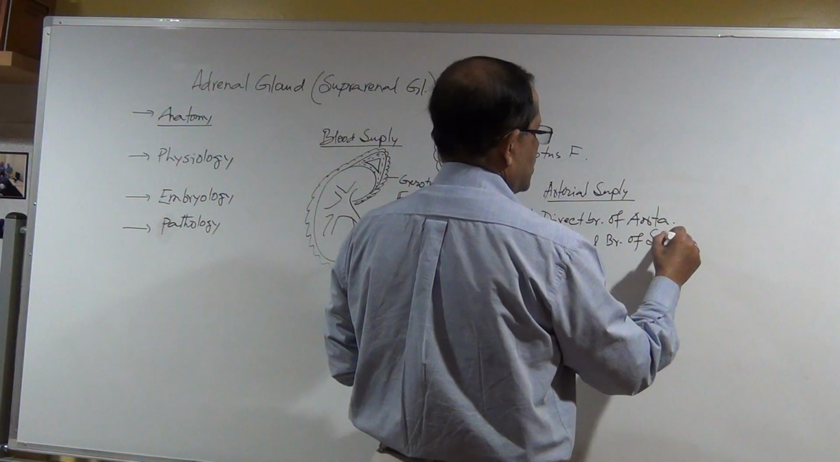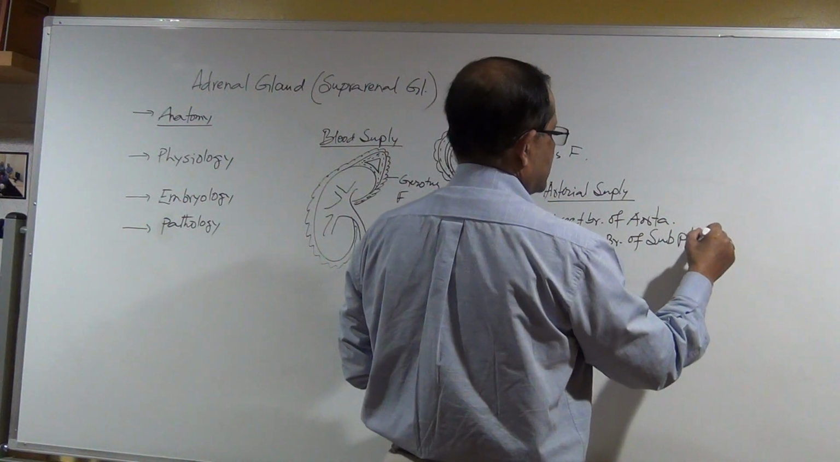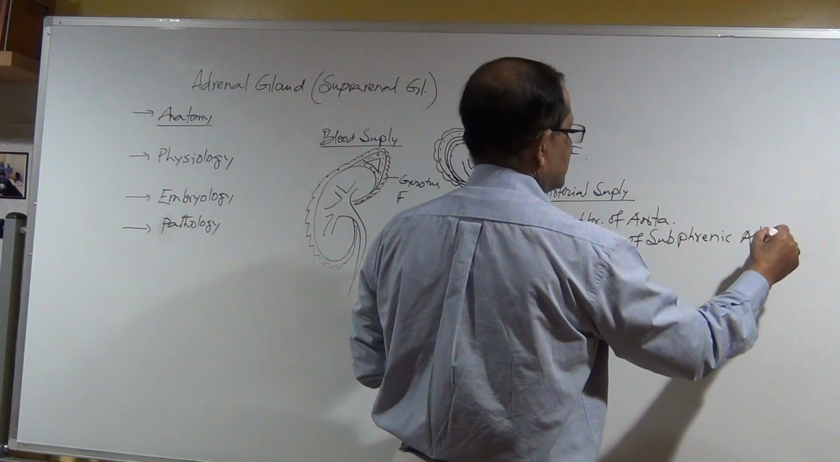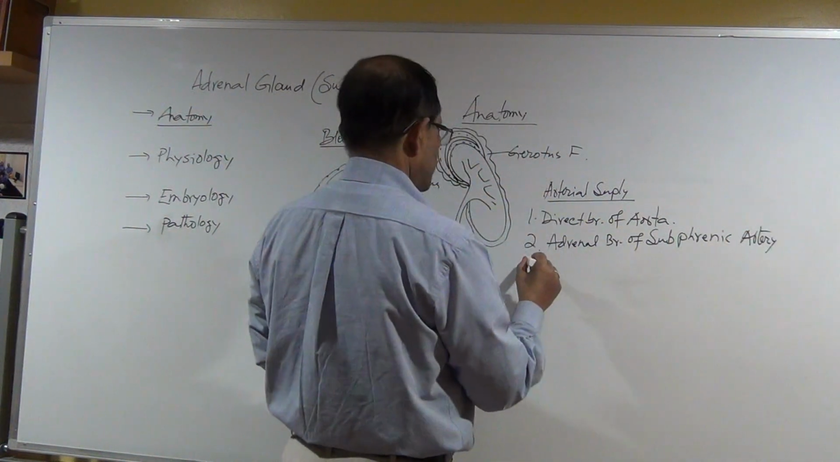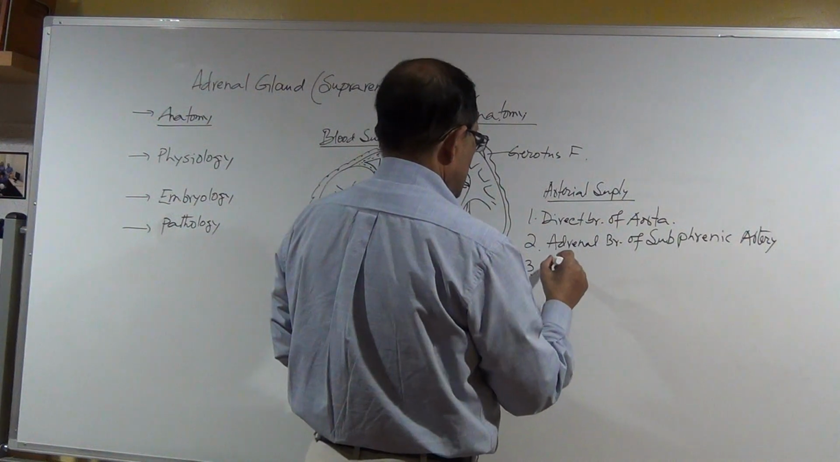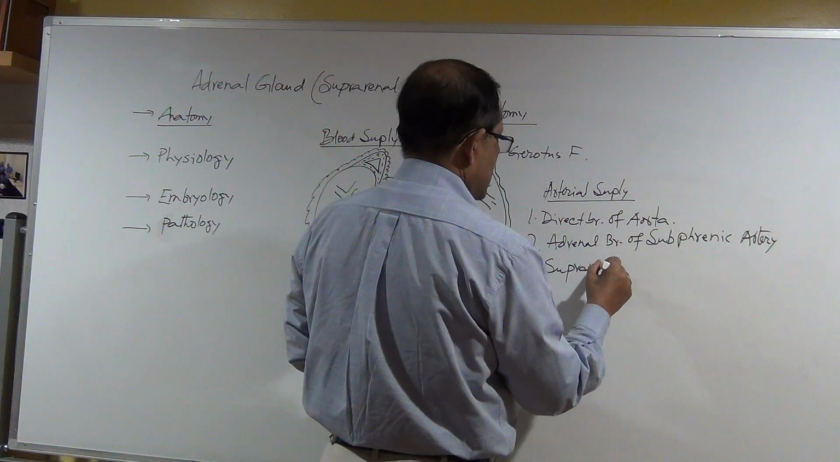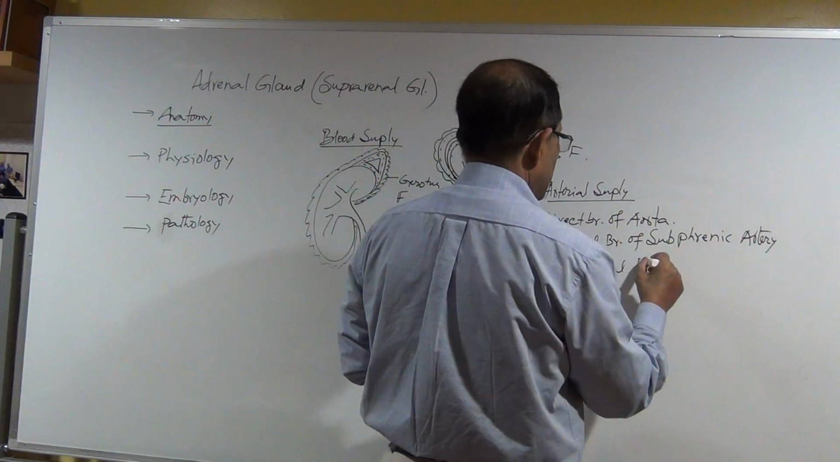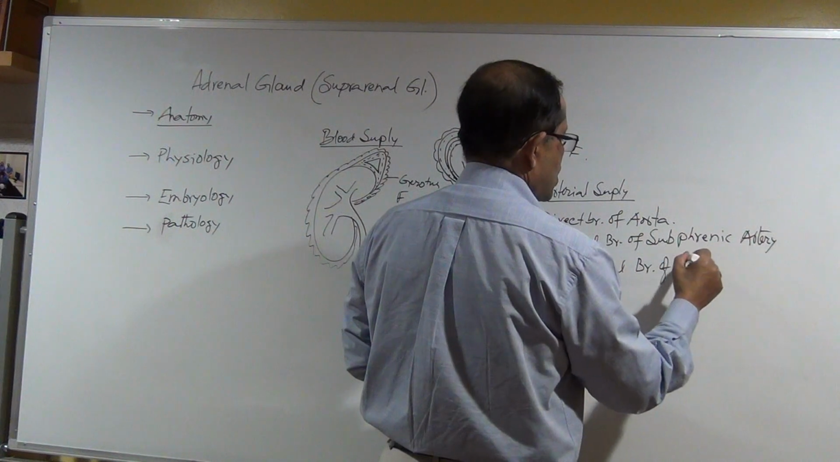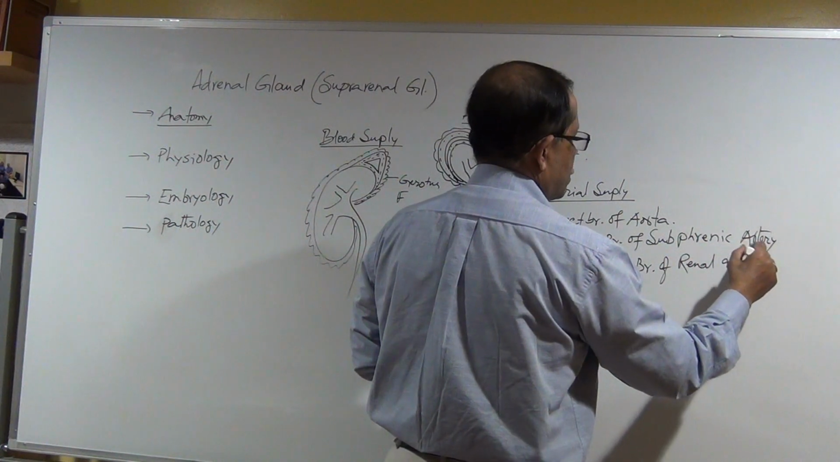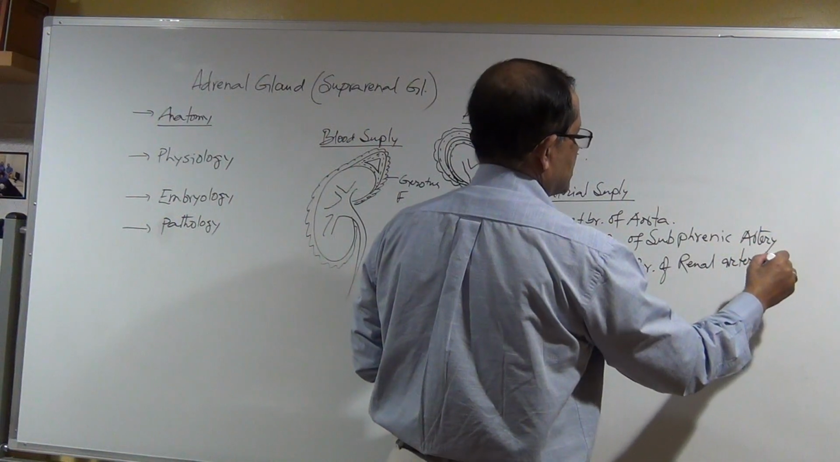Of subphrenic artery. Suprarenal branch of renal arteries.